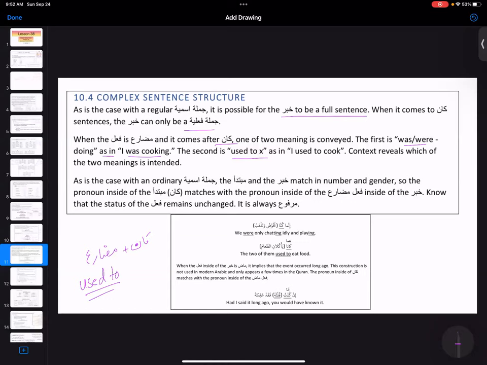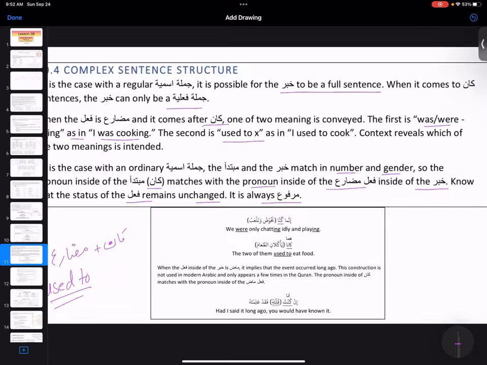Now, as is the case with an ordinary jumla ismiya, the mubtada and the khabar match in number and gender. Agree? So the pronoun inside of kana matches with the pronoun inside of the fi'l mudari' and inside of the khabar. Know that the status of the fi'l remains unchanged. It is always marfu'. Now let's see some examples.